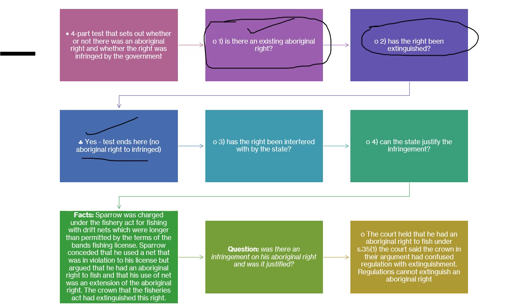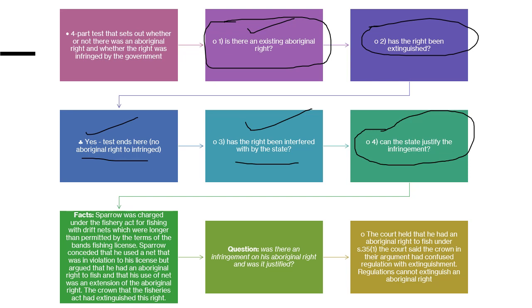But if the right has not been extinguished, then thirdly you will have to check whether the right has been interfered with by the state, by the government. Is the government trying to interfere with that right? Last is, can the government justify that infringement? So in the examination also you will have to follow these four steps when you are analyzing a question on aboriginal right.